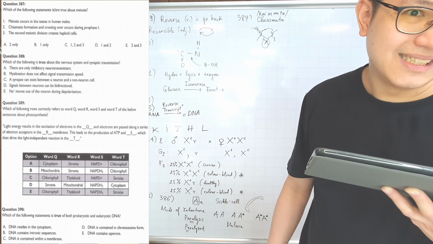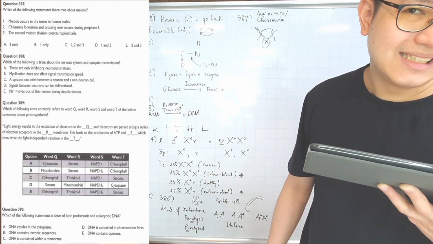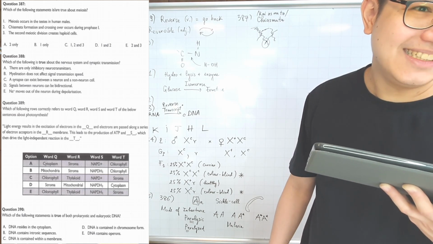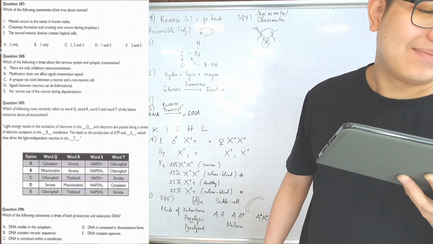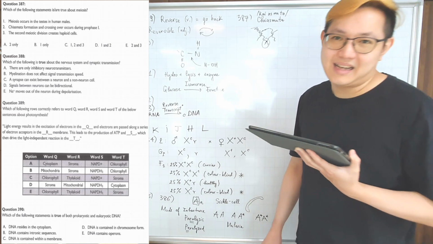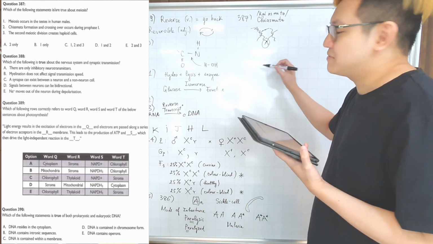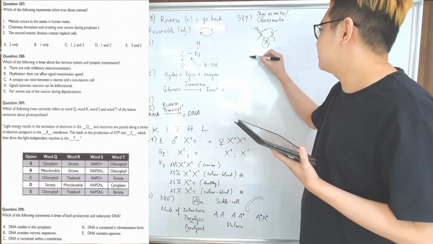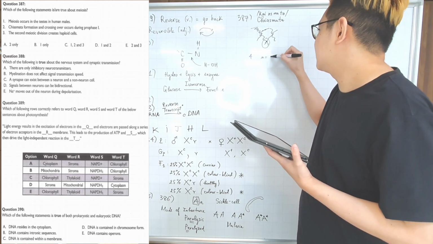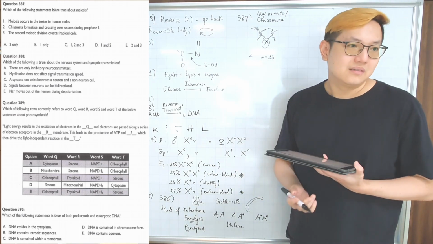Are you sure? Whoopsie. Actually, after meiosis 2, you have 4 cells, n equals 23, right?